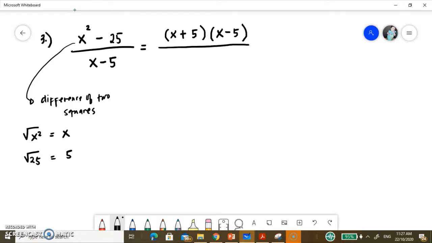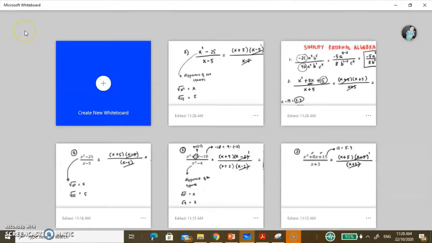And then you copy the denominator, which is x minus 5. And then you can cancel out. So x minus 5 divided by x minus 5 is 1. Therefore, what's left would be x plus 5. Okay. So it's as simple as that. Let's have another example.